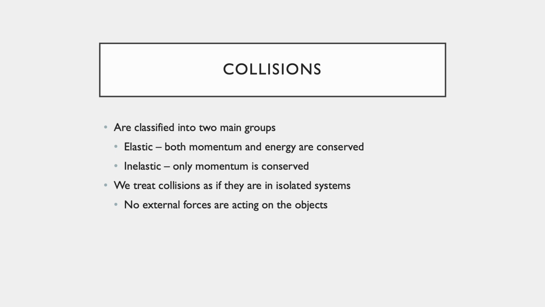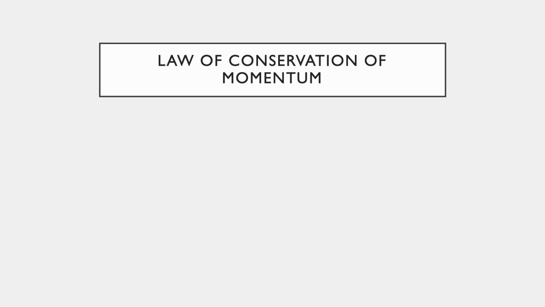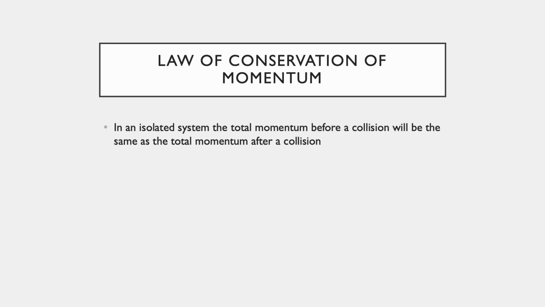And to help solve collisions, what we utilize is the law of conservation of momentum. In an isolated system, the total momentum before a collision will be the same as the total momentum after a collision. So we can write this equation-wise as our initial momentum equals our final momentum.